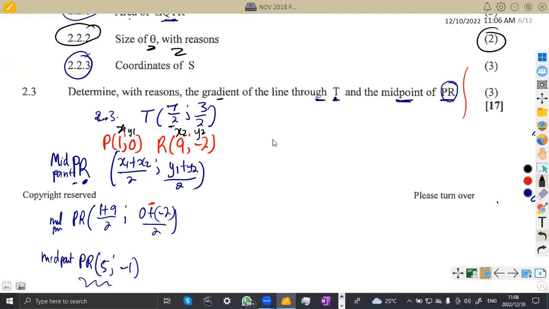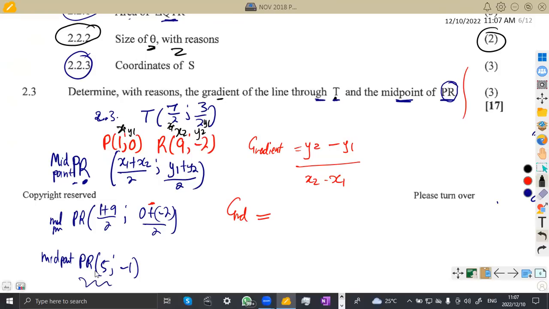So the question is for us to calculate the gradient. For us to have the gradient, we are going to use the formula. The gradient, that's our M, or you can just write it as gradient. Remembering the formula we talked about before, the gradient is the change in Y over the change in X, which is Y2 minus Y1 over X2 minus X1. We can name point T to be X1 and Y1.